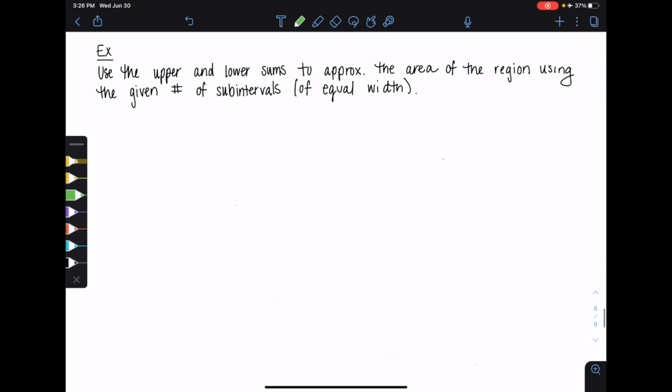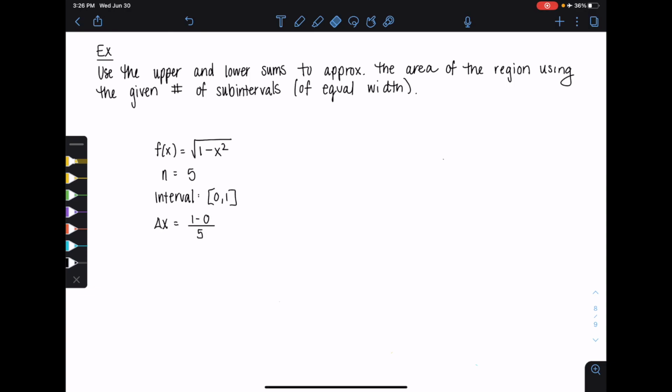We're going to use the upper and lower sums to approximate the area of the region using the given number of subintervals of equal width. So the function we're dealing with is the square root of 1 minus x squared. We're going to do 5 subintervals over the interval from 0 to 1. Okay. So that interval is length 1. I need 5 subintervals. Each strip is going to have length 1/5.